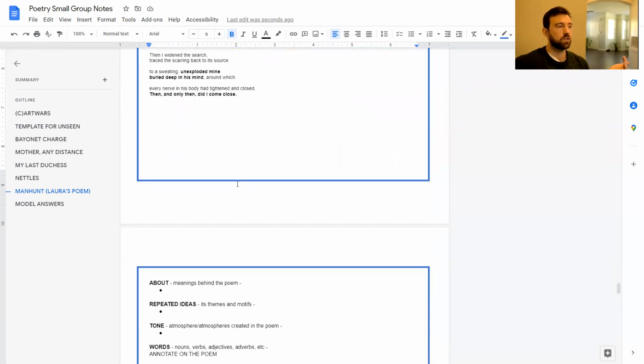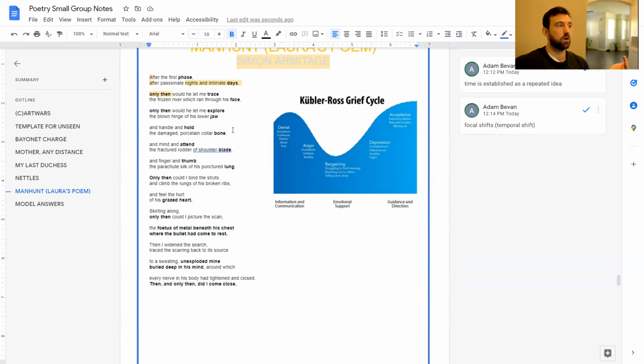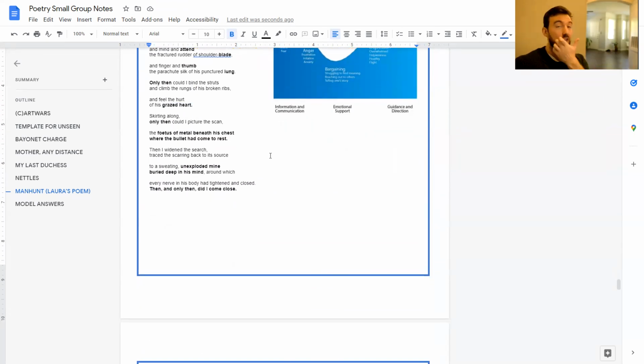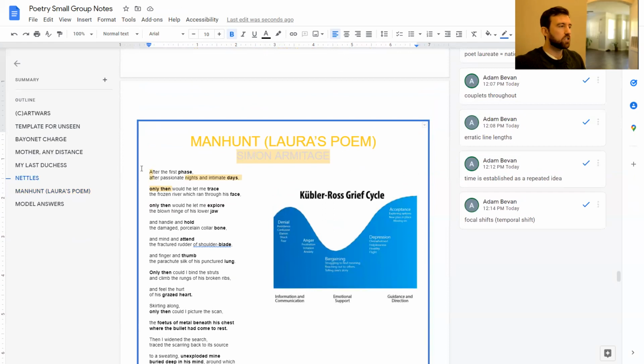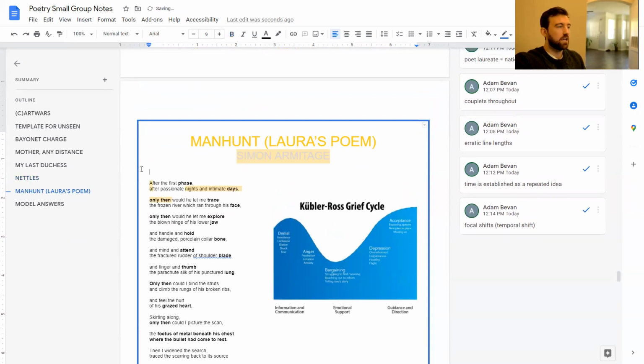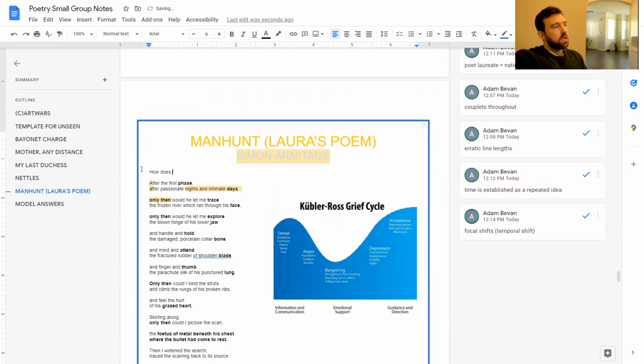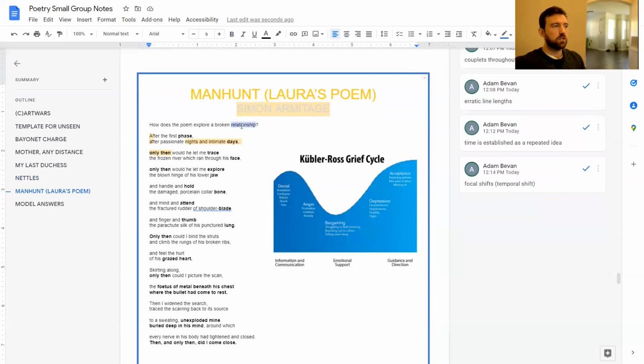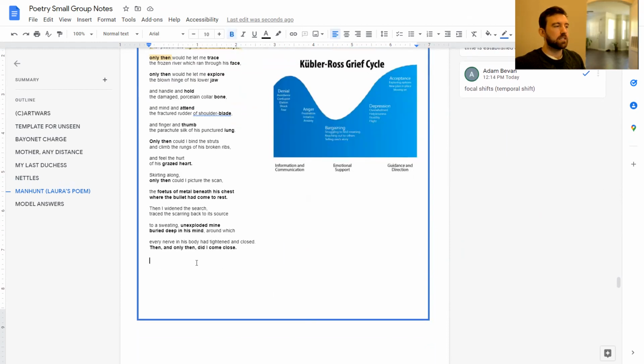What I want to do now with you is try to write a little bit of a paragraph to help you out with how you then write about themes. So let's imagine that the question you get given here is, how does the poem explore a broken relationship? Now, that's the sort of question that would probably come up in more of the love and relationships poetry. But let's have a think about that.